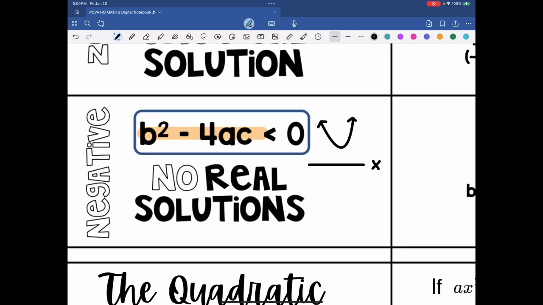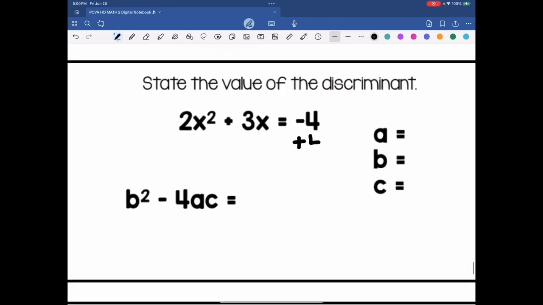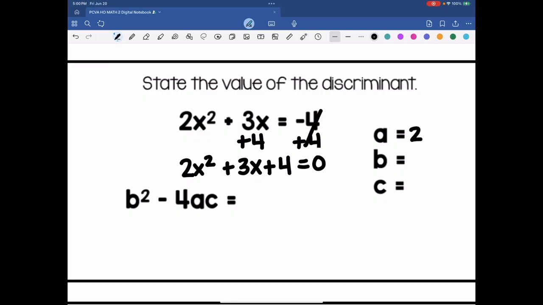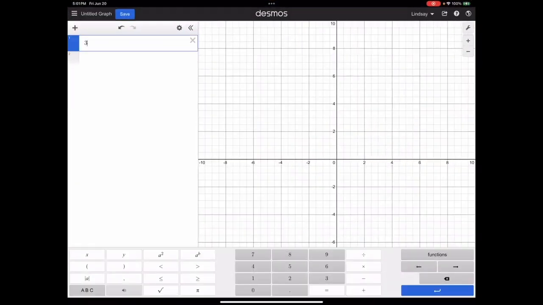They're not real solutions. So again, to put this in the correct format, I'm going to add the 4 over and get it equal to 0. So I have 2x squared plus 3x plus 4 equals 0. So my a is 2, my b is 3, my c is 4. So we're going to say 3 squared minus 4 times 2 times 4, and I get negative 23.